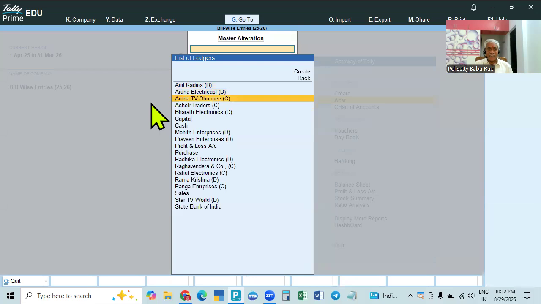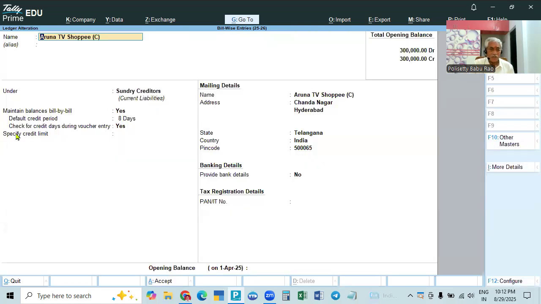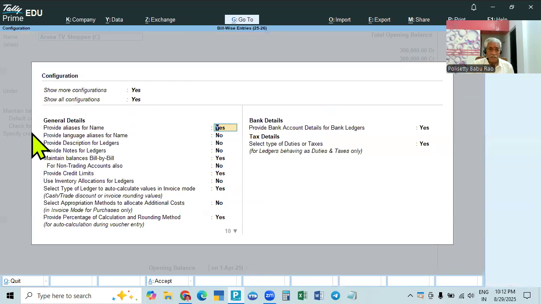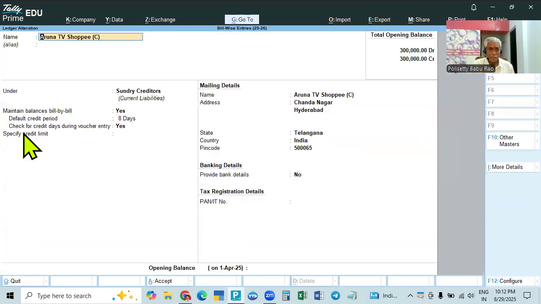That is to be specified separately in F12. Provide credit, make it yes, then the option will appear here separately. So these three options together are called bill wise entries. This is a separate entry, just like that one. This is the separate option for credit limit. This is the credit period in the bill wise details. This is the credit period, this is time, and this is the credit limit amount. Okay.